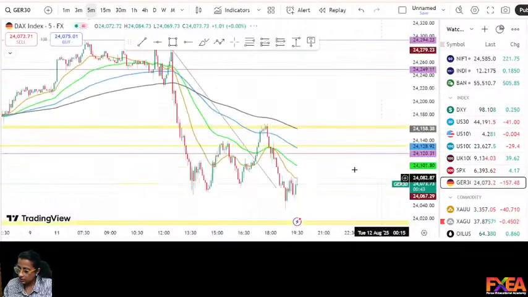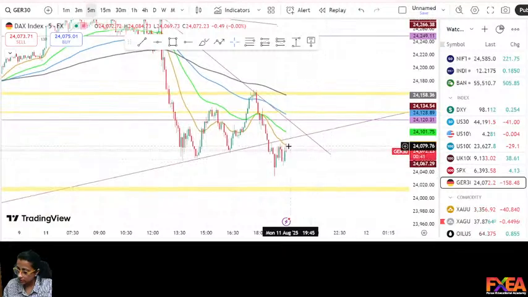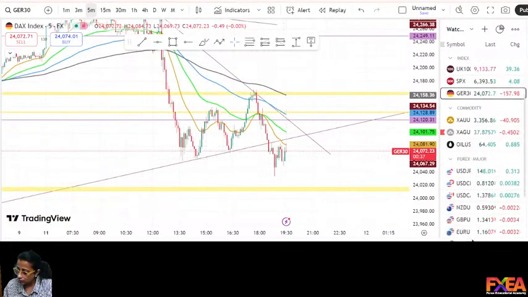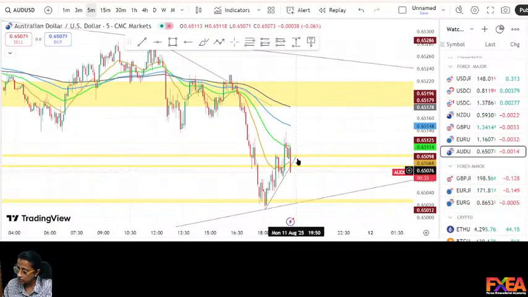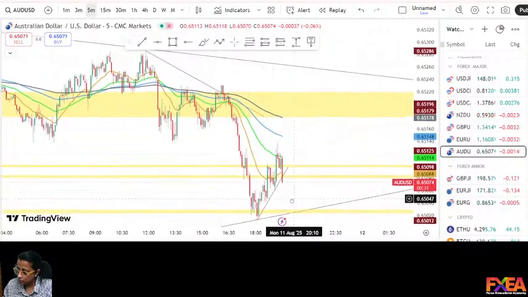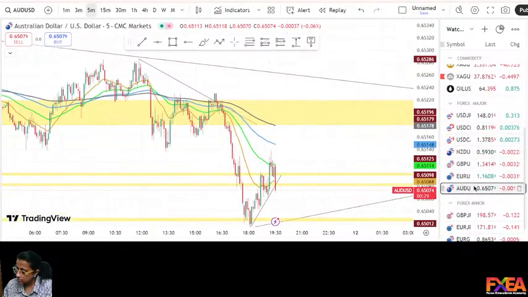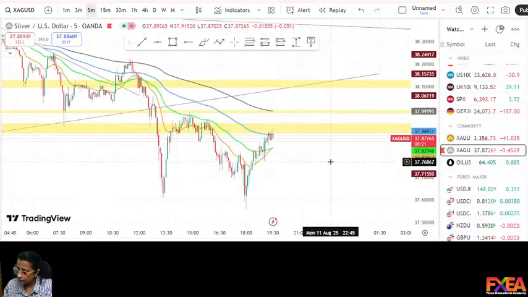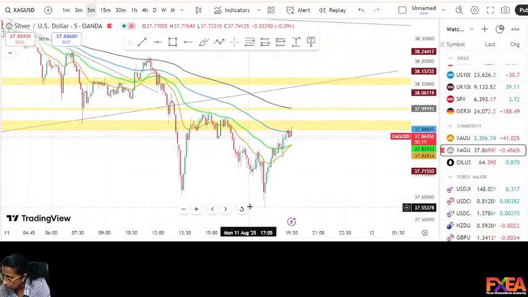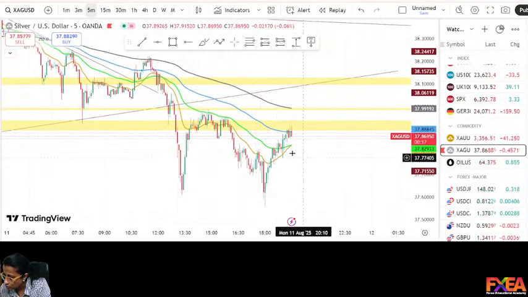Let me see what is happening with Germany. Germany is below this trend line and is in time correction. And what about old USD? Old USD is showing a red long candle. And what about silver? Until now all the dots are connecting perfectly. What is happening with silver? Silver is also the same as gold right now.